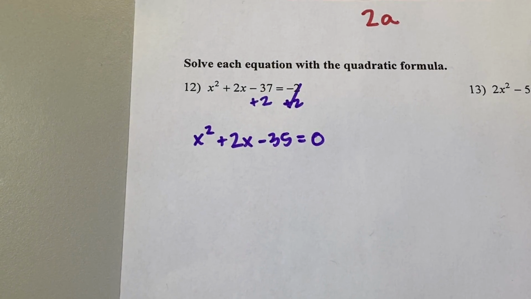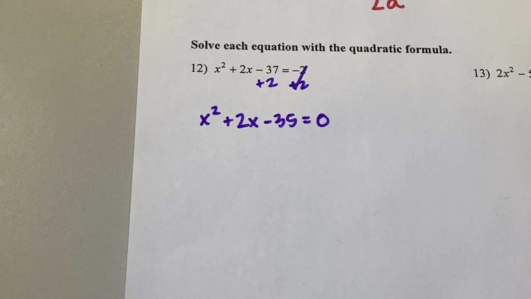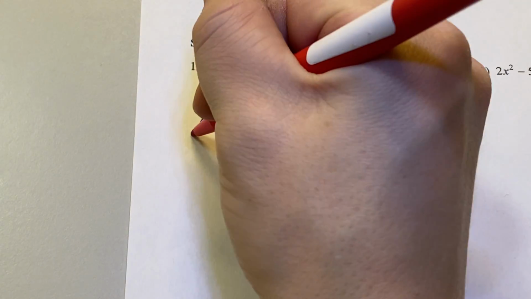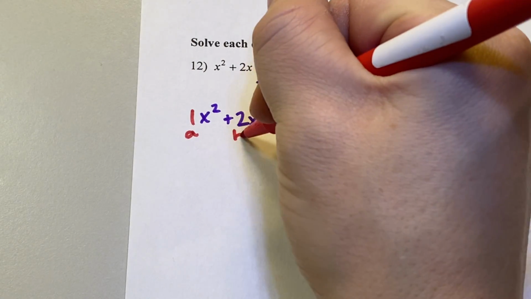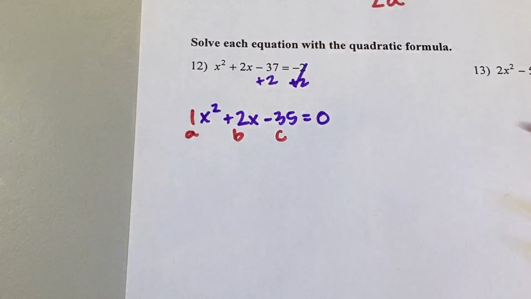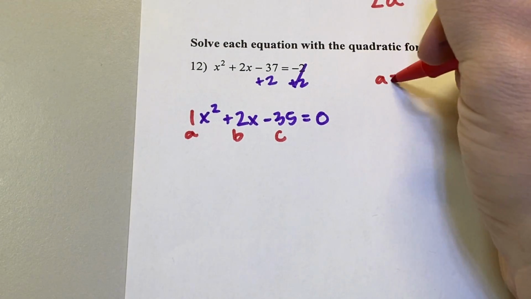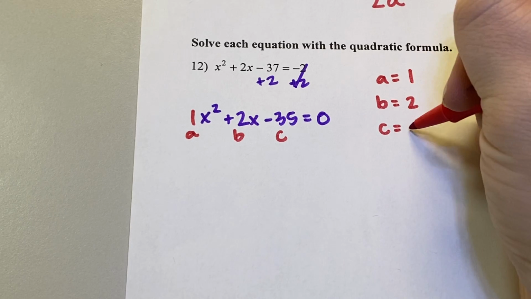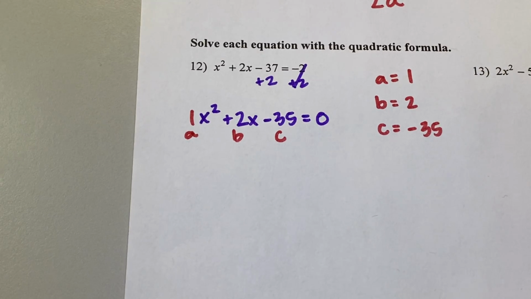Now we can go ahead and identify A, B, and C and plug it into our formula. Okay? So let's go ahead and do that. Who can identify A, B, and C here? Okay? A is 1, B is 2, and C is -35. Nice. We'll go ahead and just write that over here. A is 1, B is 2, C is -35.